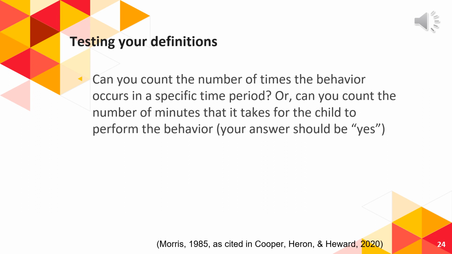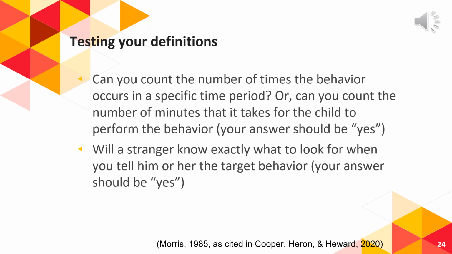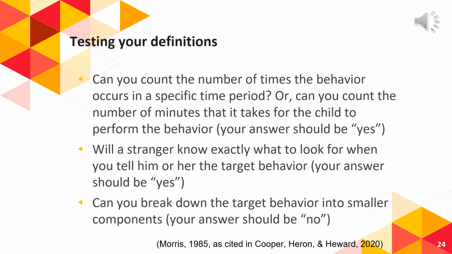Second, will a stranger know exactly what to look for when you tell him or her the target behavior? That is, can you actually see the child performing the behavior when it occurs? Again, your answer to this question should be yes. And last, can you break down the target behavior into smaller components, each of which is more specific and observable than the original target behavior? Your answer to this question should be no.